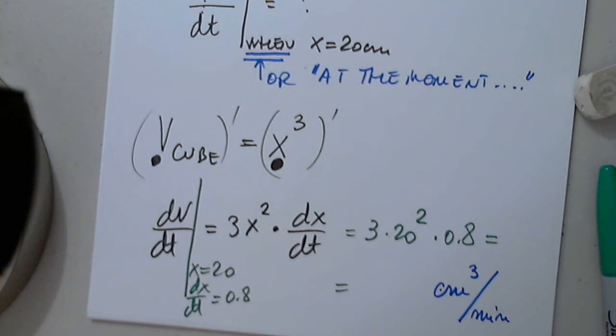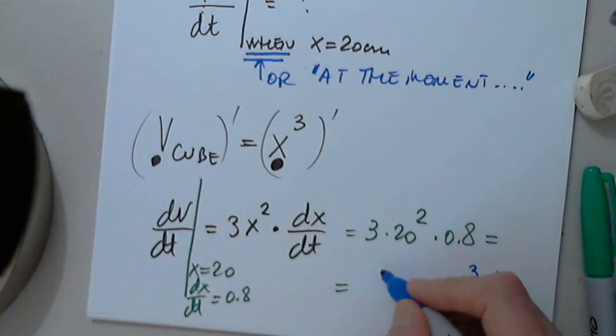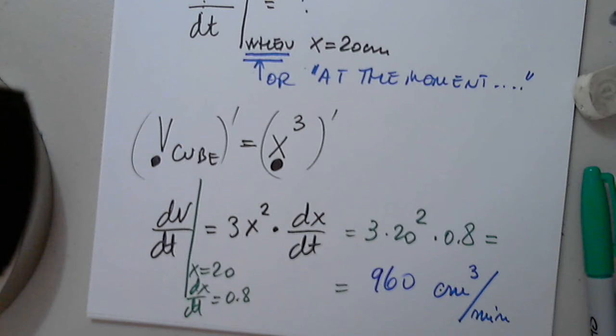So now let's get this. Okay. And I have 3 multiplied by 400, which is 20 squared, and times 0.8. I don't need a calculator for this, but anyway, 960. And this is it. Not too difficult, but of course these problems can get different.